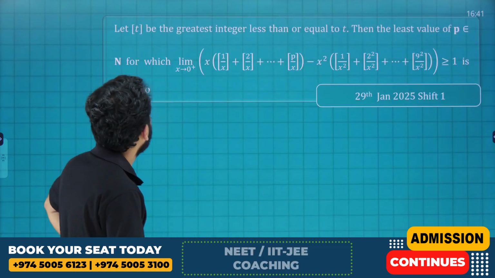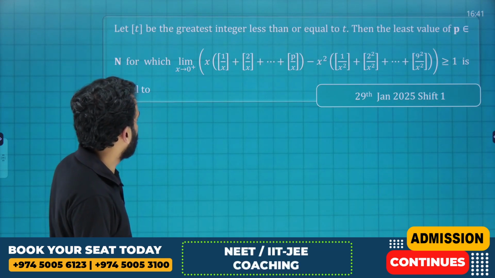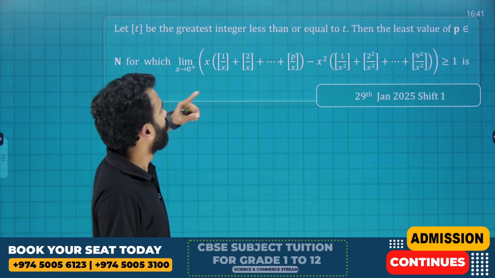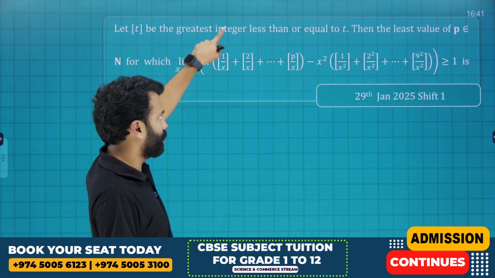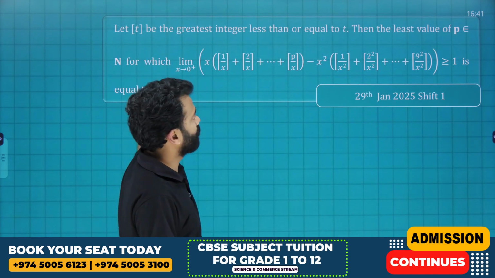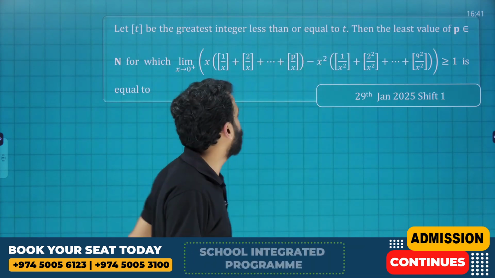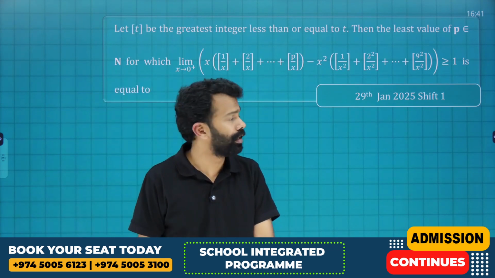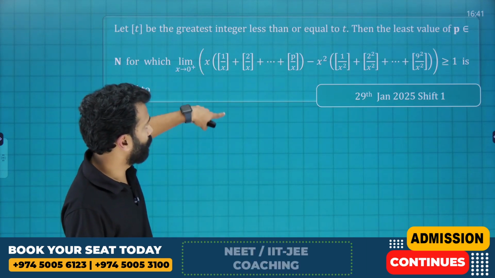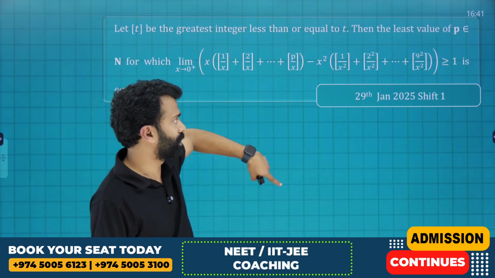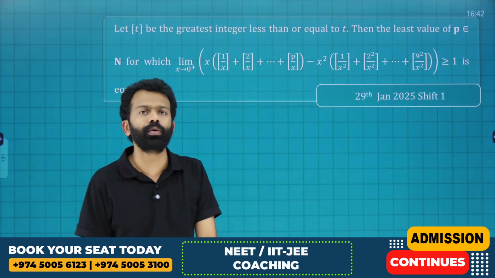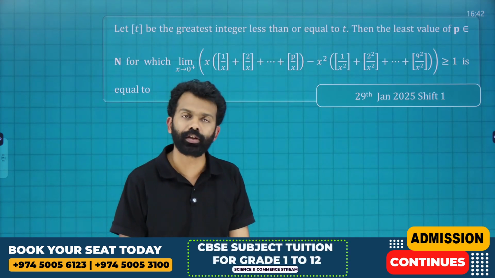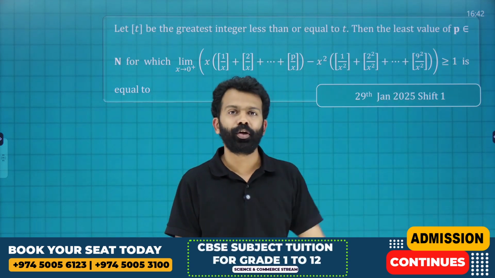Let box x be the greatest integer less than or equal to x, for the sake of explaining it. Then find the least value of p, a natural number, for which the limit x tends to 0 plus, right hand limit, of x into box 1 by x plus box 2 by x plus etc. up to box p by x, minus x square into box 1 by x square plus box 2 square by x square plus etc. plus box 9 square by x square, is greater than or equal to 1.